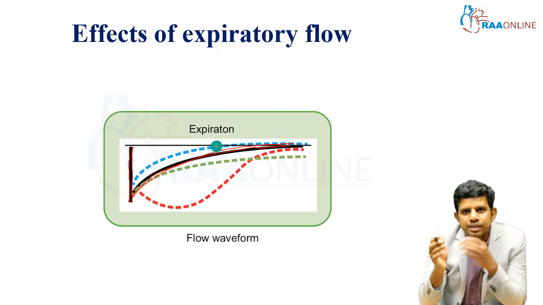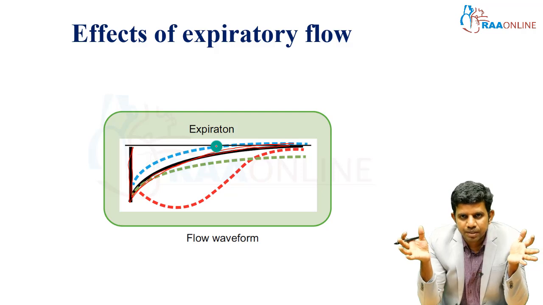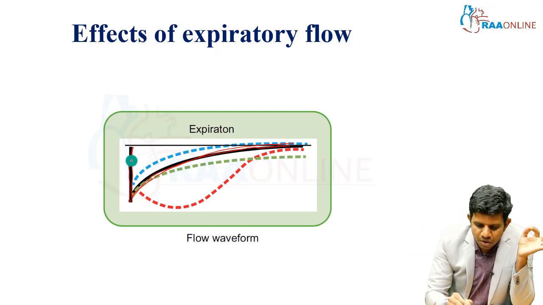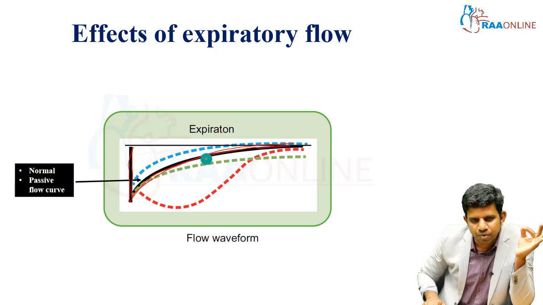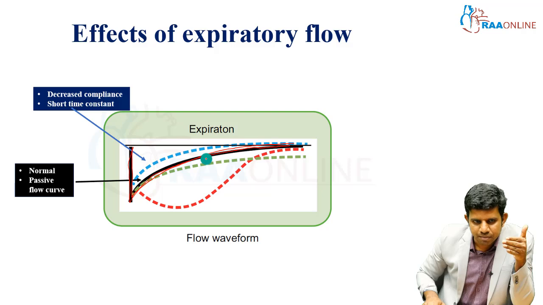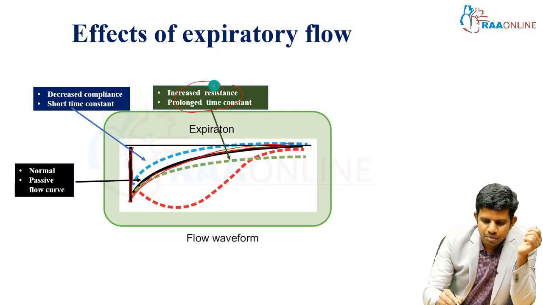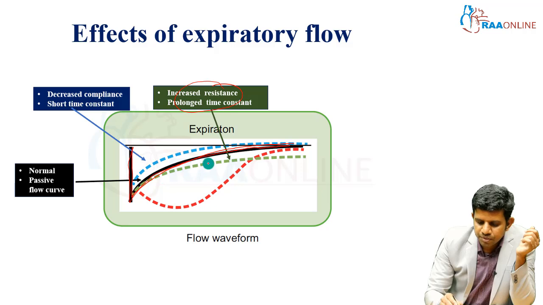If my resistance is high, what happens? The expiratory flow waveform will take a long time to reach the baseline. See here, this is my normal passive flow curve. When the resistance is increased, my time constant will increase. So the expiratory flow waveform needs a longer time to reach the baseline. Because of the high resistance, the prolonged time constant, the flow waveform is not reaching the baseline at all. That's why we need a long expiratory time in COPD patients.